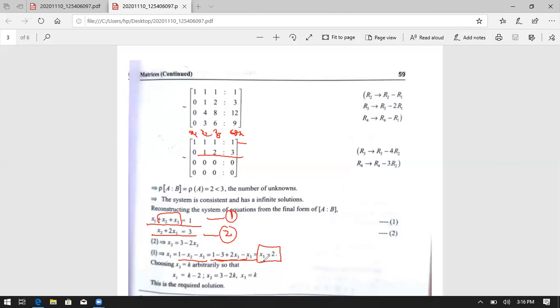Okay. Next you choose that x3 is equal to k, that is the arbitrary constant. We choose x3 is equal to k, means next you write the other values. What is x1? x1 is equal to k minus 2. Then x2 is equal to 3 minus 2k. Then x3 is equal to only k. Okay, this is the final answer. Therefore, this is the required solution. This is the 7th example. Next example.